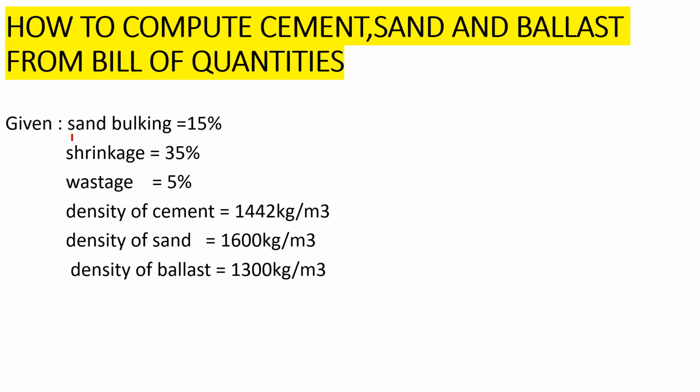We've been given sand bulking, and then we also have shrinkage, we have waste, density of cement to be 1442 kgs per meter cubic, density of sand to be 1600 kgs per meter cubic, and then density of ballast to be 1300 kgs per meter cubic. Now with this information and what is in the BQ, let's proceed and see how we are going to calculate the quantities.